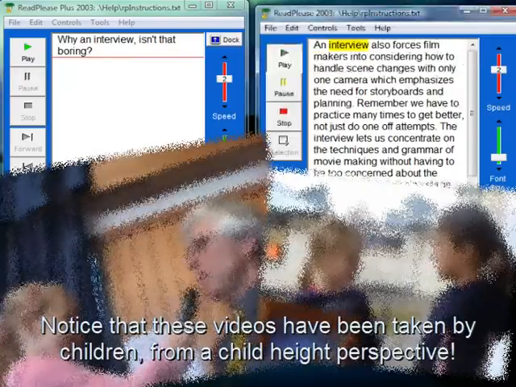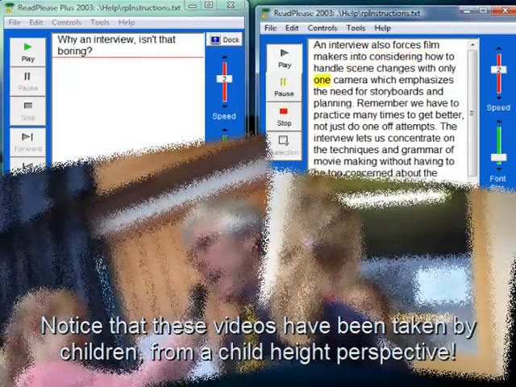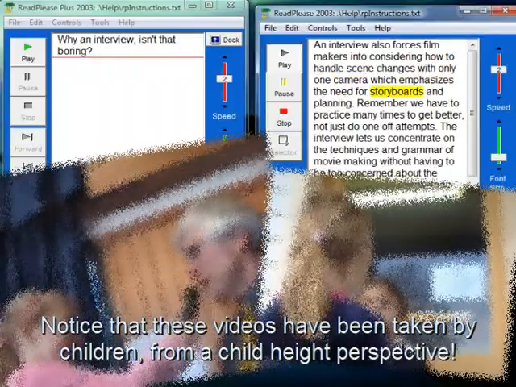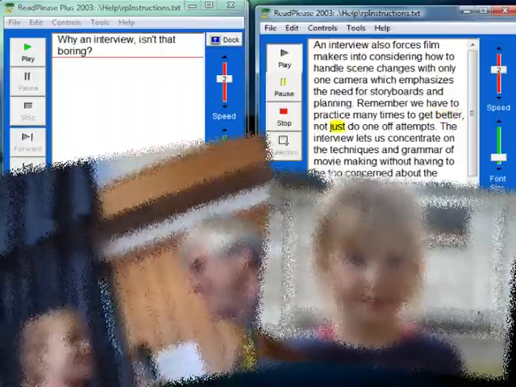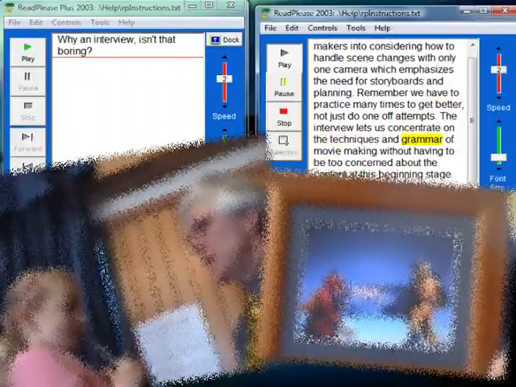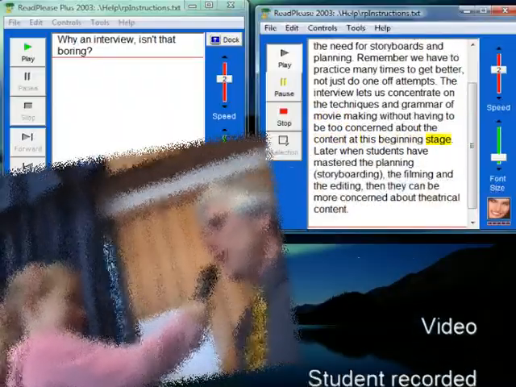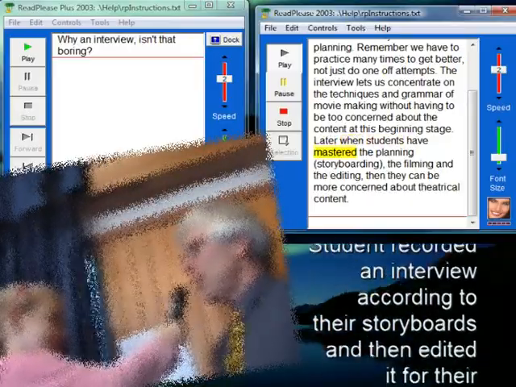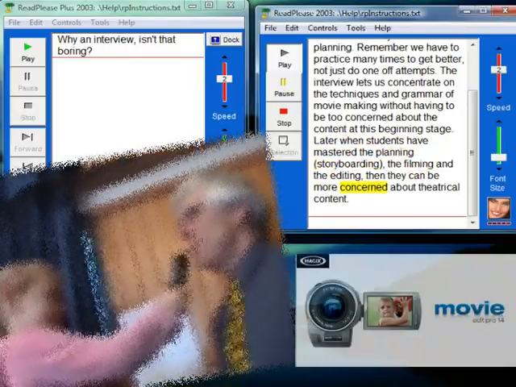An interview also forces filmmakers into considering how to handle scene changes with only one camera, which emphasizes the need for storyboards and planning. Remember, we have to practice many times to get better, not just do one-off attempts. The interview lets us concentrate on the techniques and grammar of movie making without having to be too concerned about the content at this beginning stage. Later, when students have mastered the planning, storyboarding, the filming and the editing, then they can be more concerned about theatrical content.